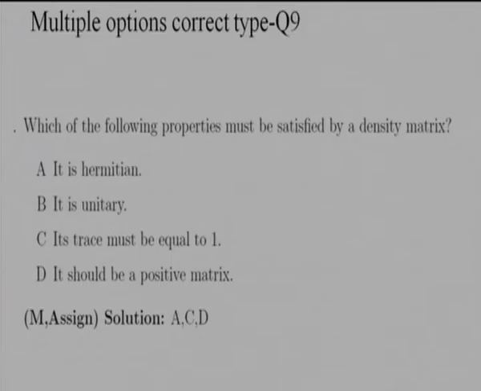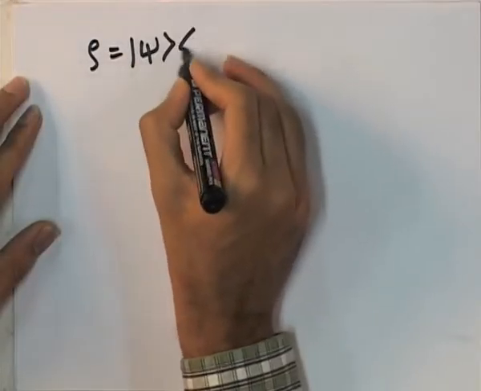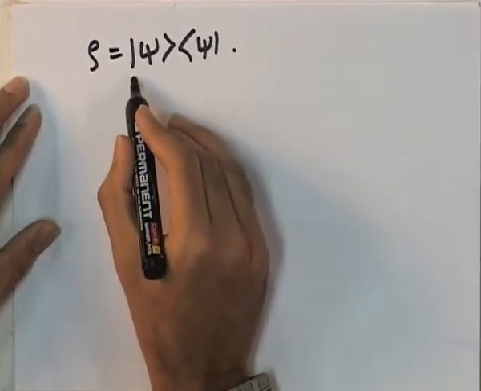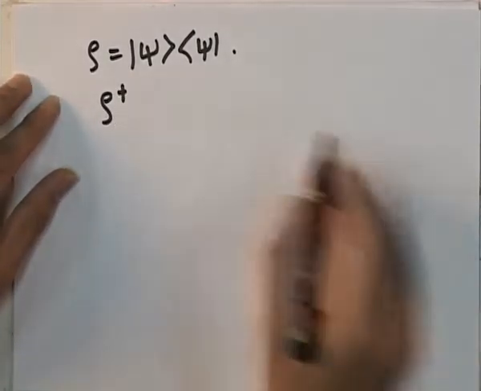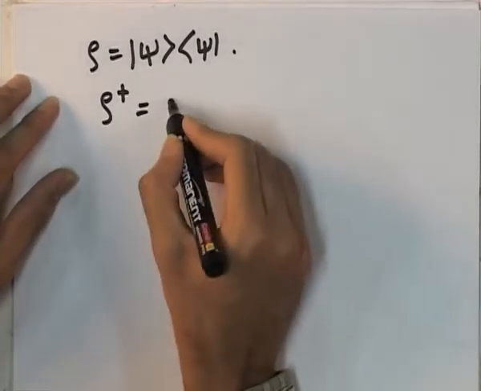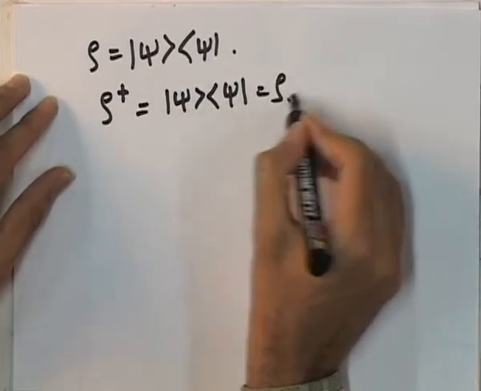Now question 9 is, which of the following properties must be satisfied by a density matrix? Now a density matrix is always Hermitian. So consider the density matrix for a pure state, which would be just given by this. If ket psi represents the state, then rho dagger is again ket psi bra psi, which is the same as rho. Hence it is Hermitian.